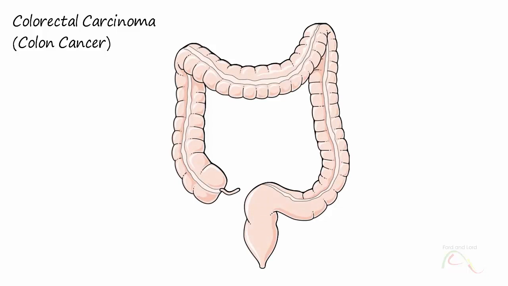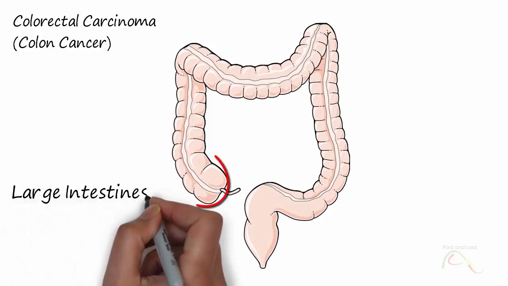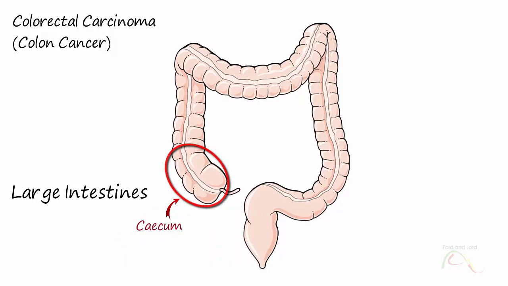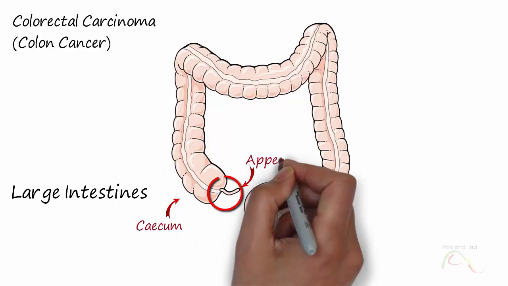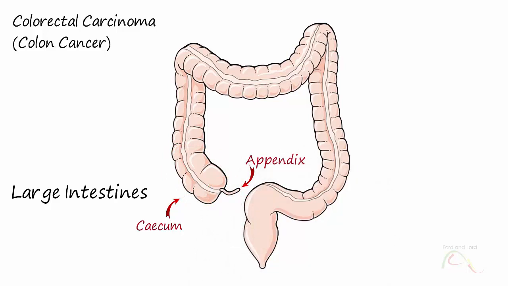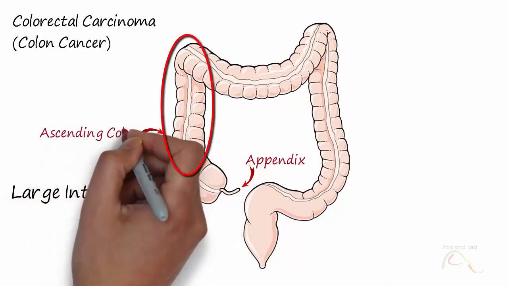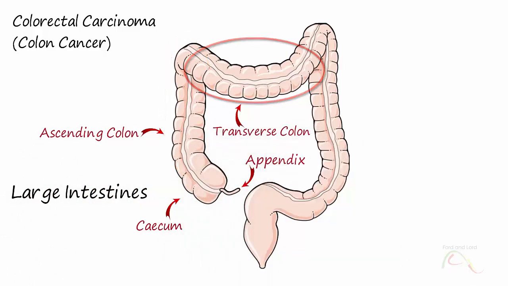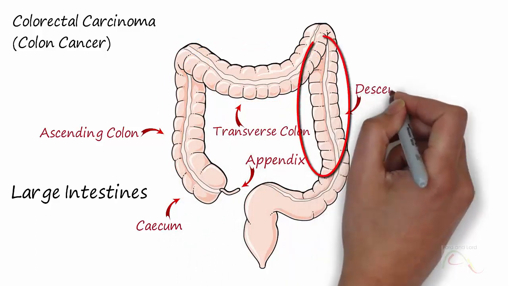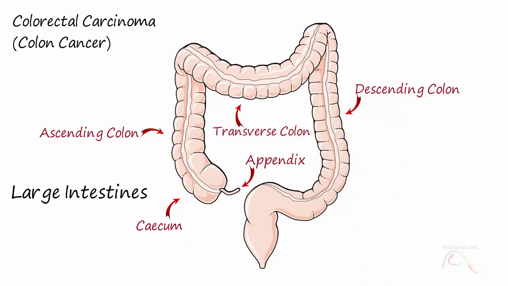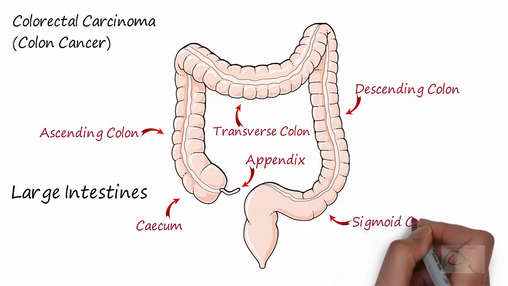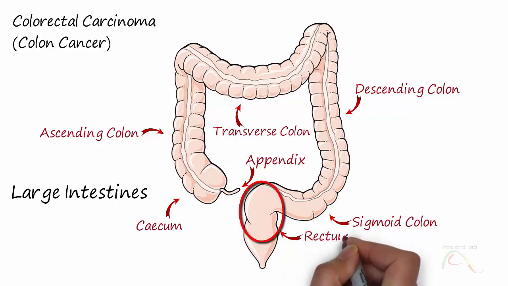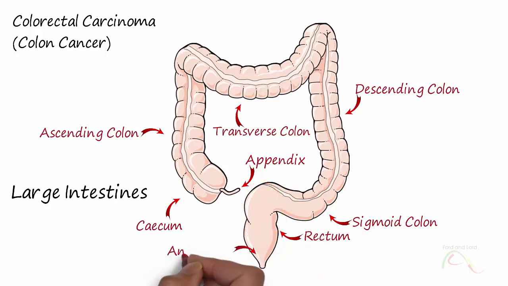Anatomy. The large intestine is about 1.5 meters in length. It comprises the cecum, appendix, ascending colon, transverse colon, descending colon, sigmoid colon, rectum, and anal canal.